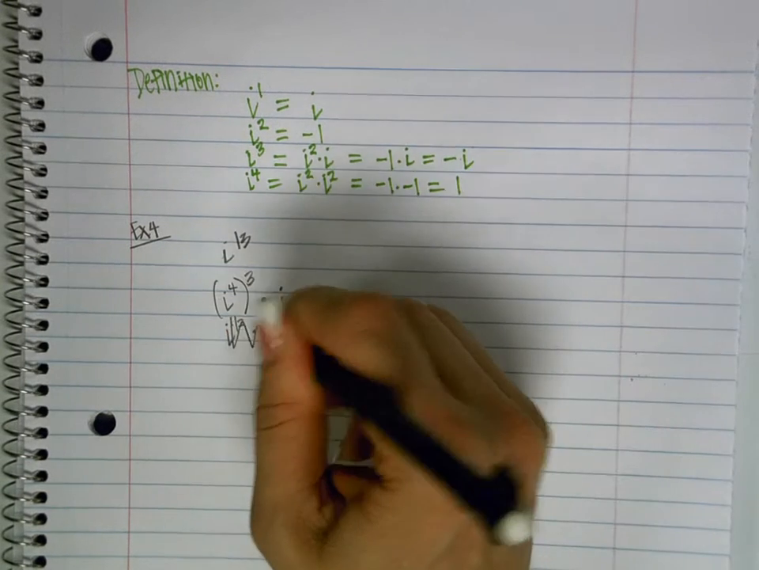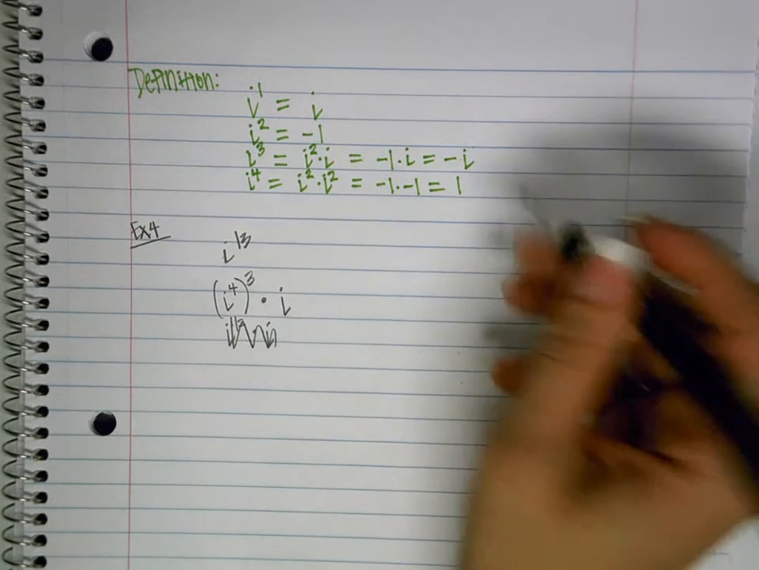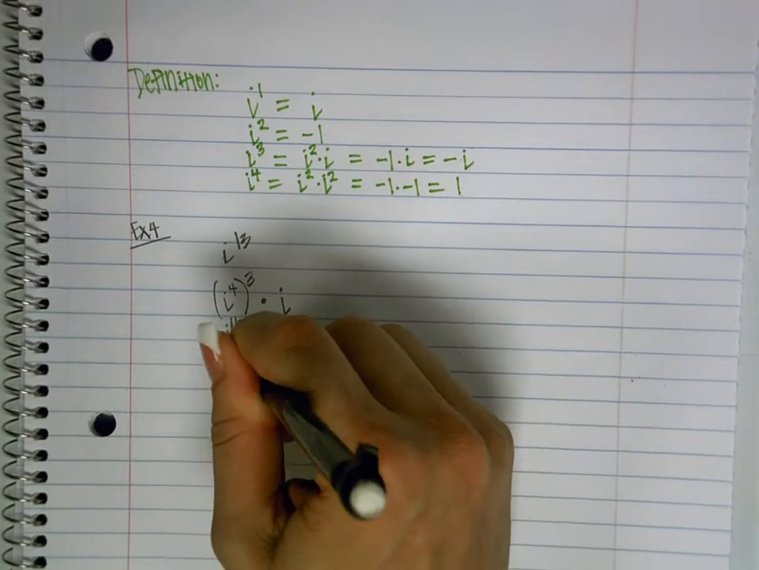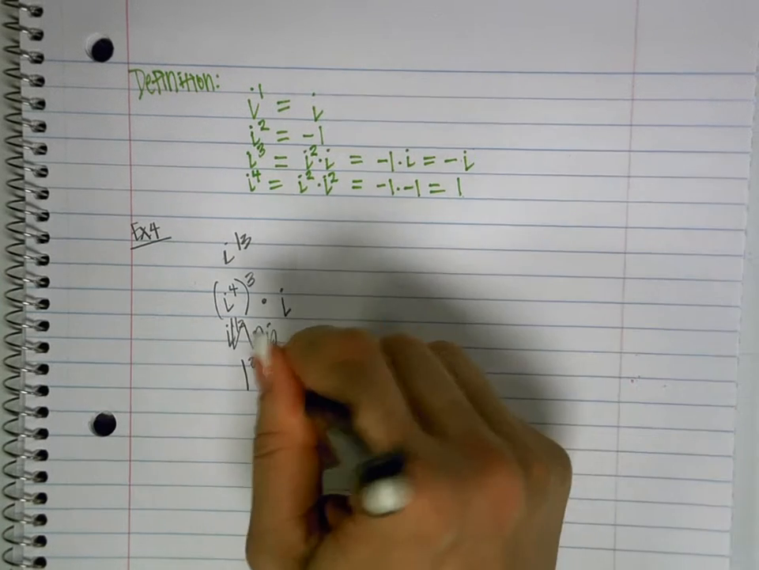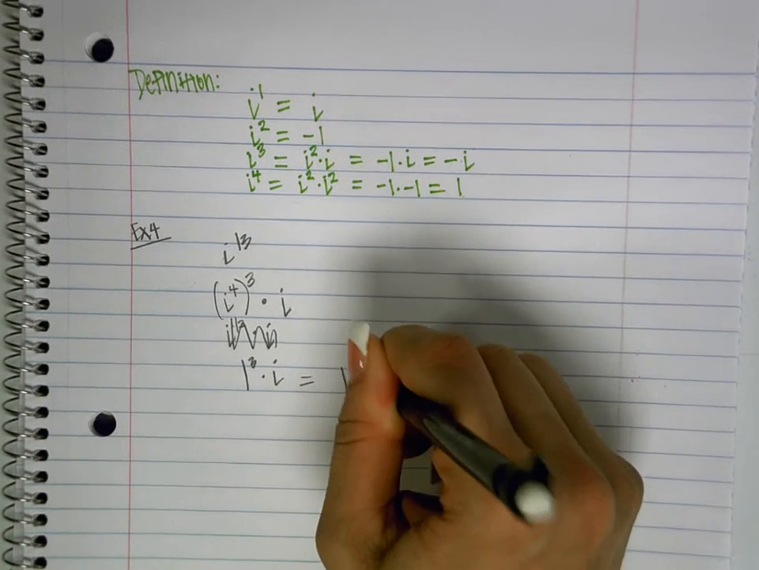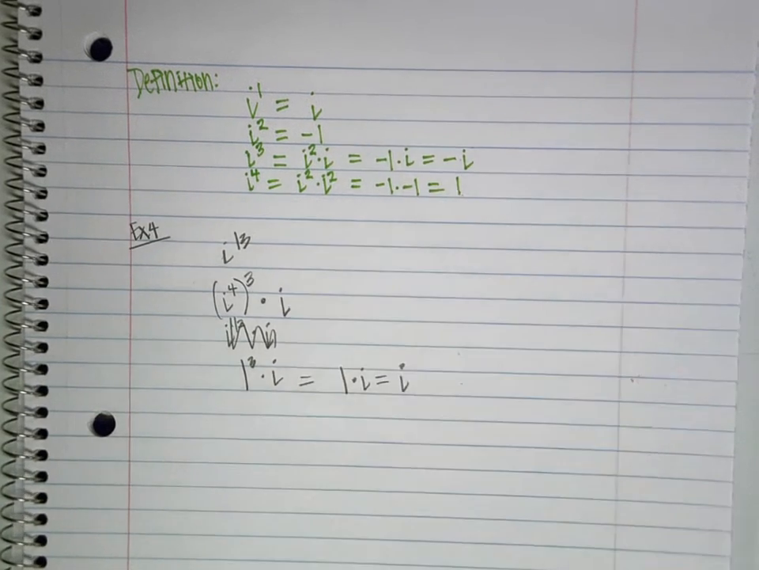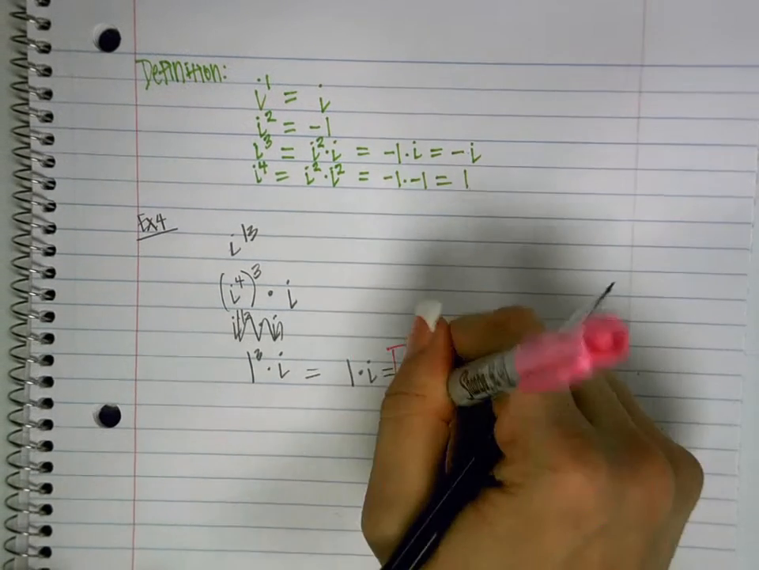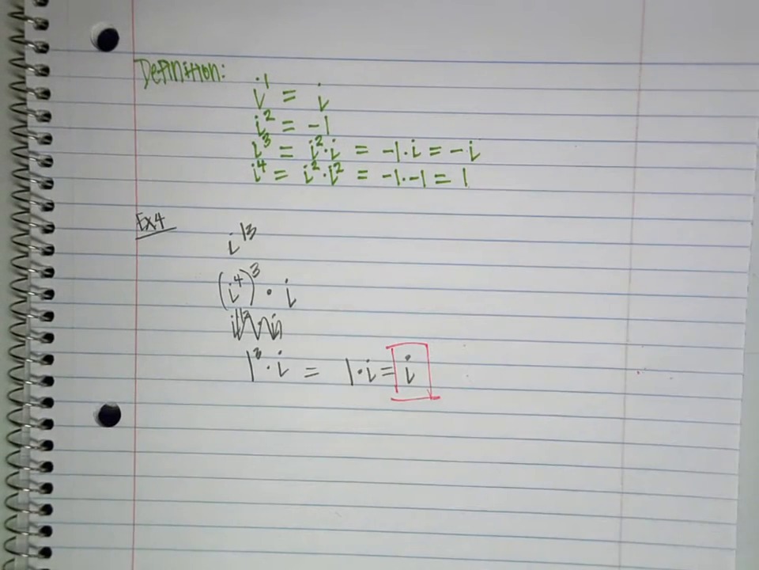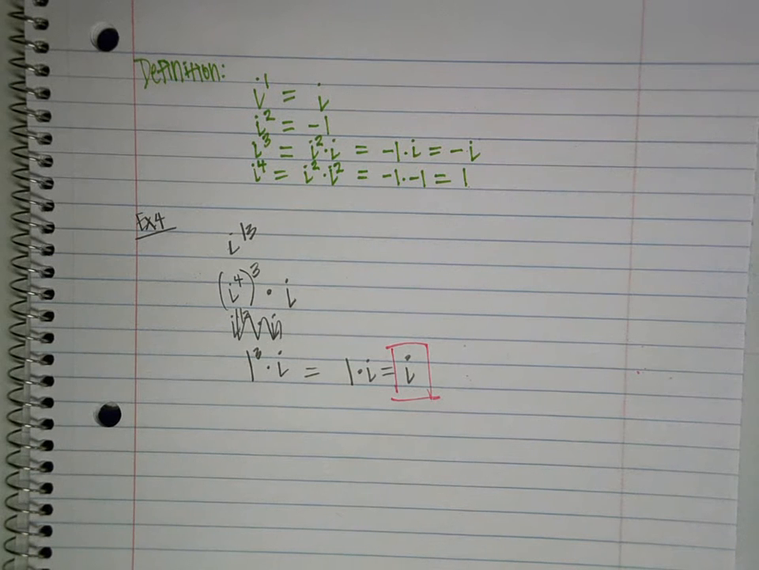So, what is i to the fourth? 1. So that's 1 to the third times i. 1 to the third is just 1, and 1 times i is i. So i to the 13th breaks down to be i. i to the 13th simplified is just i. So you can break them down.